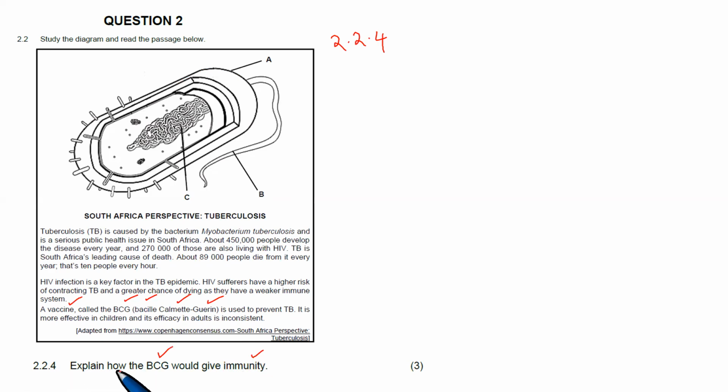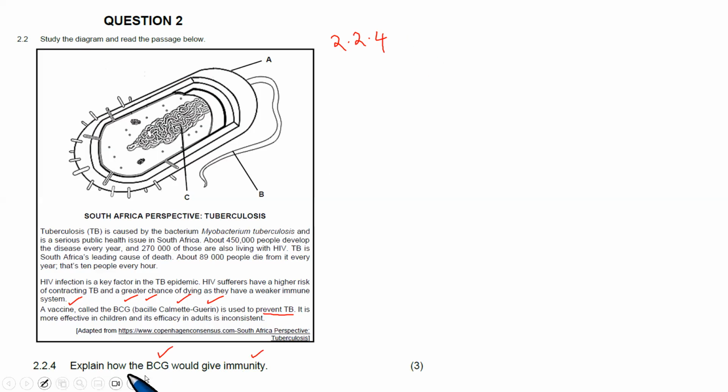Okay, here's the question. Explain how the BCG would give immunity. How would BCG give immunity? Okay, let's look at that one. What is BCG? It's a vaccine that is protecting the children from TB. It is used to prevent TB. So if it's given to children, the children will be protected because it's going to prevent the TB from affecting the children. So now we're saying, but how?